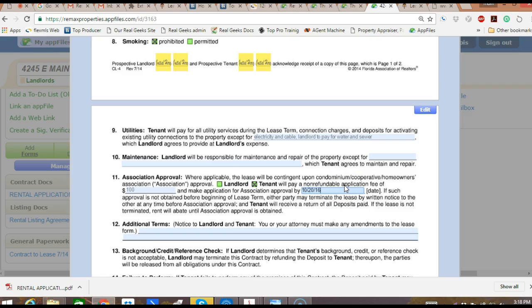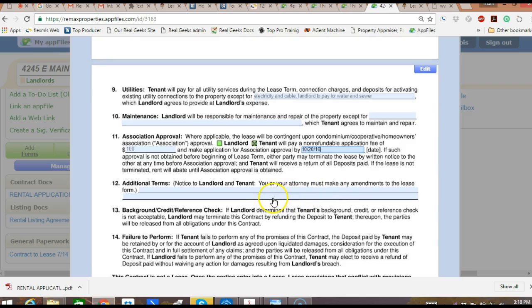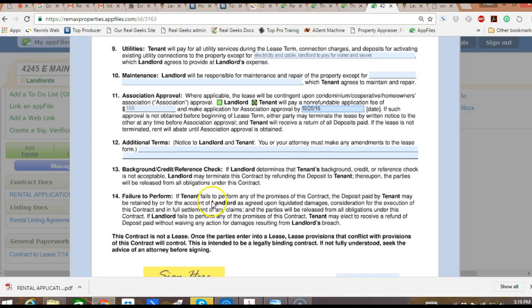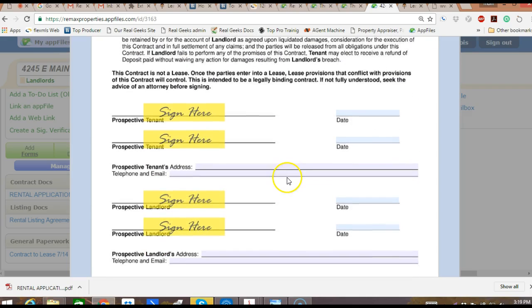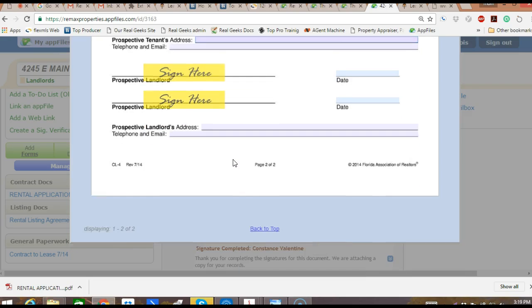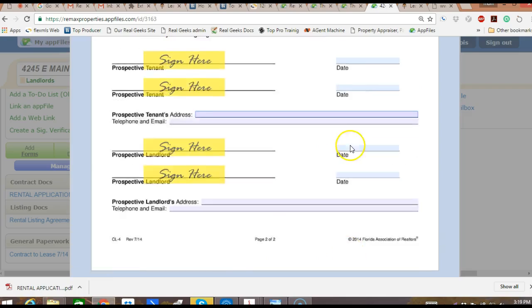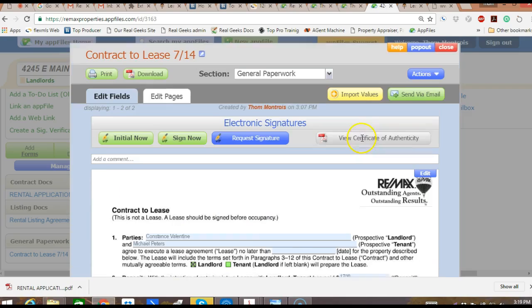You need to. Your attorney must make any amendments to the lease form. Basics of it. The prospective tenants. Address the application. So that's 9 and that's to go.